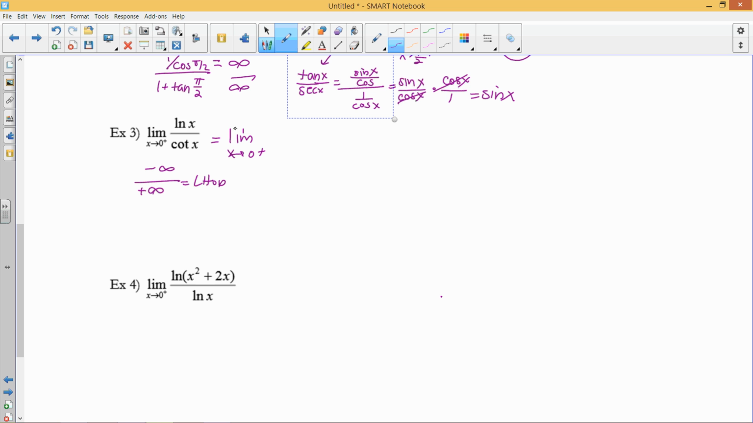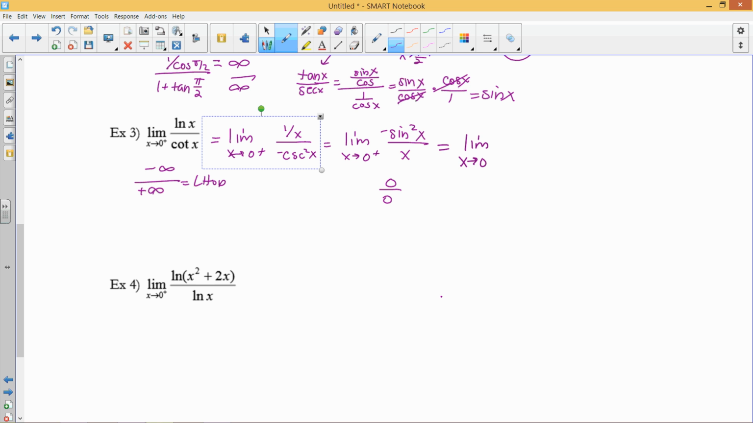So 0 from the right, the derivative of ln x is 1 over x. The derivative of cotan x is going to be negative cosecant squared x. And I don't really like the way that looks, so I'm going to rewrite it before I even evaluate it. 1 over x means that x can go on the bottom, and dividing by cosecant is the same as multiplying by sine. So as x approaches 0 for sine squared x over x, I'm going to end up with 0 over 0. Hey, that's another L'Hopital. So I'm going to take the derivative of the top and the bottom again.